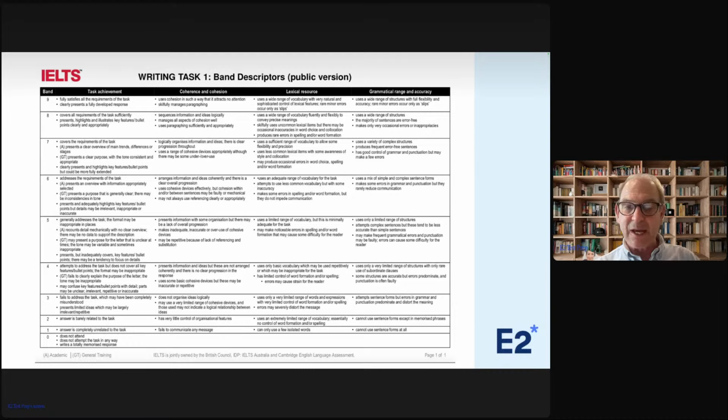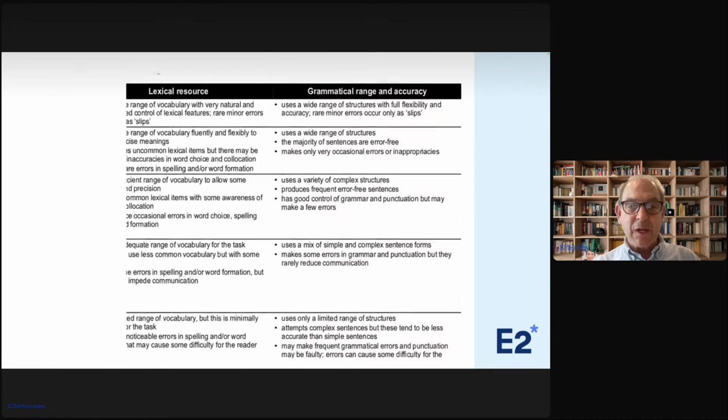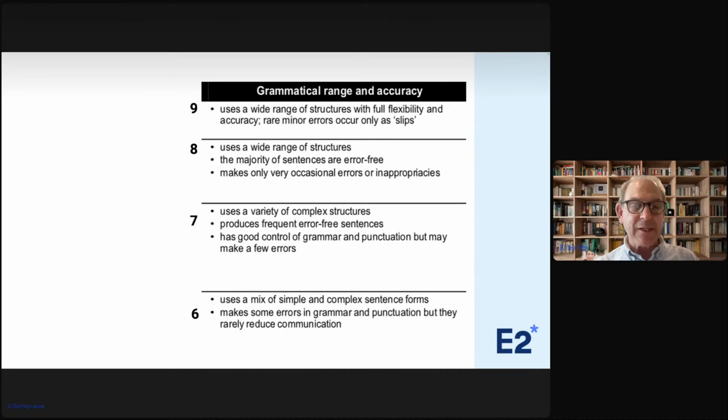Error-free sentences, and that includes using articles accurately. So, in grammatical range and accuracy, we can see that there's a 9, an 8, a 7, and a 6. Now, if you're sitting on a 6, but you want to move it to 8, you need to get into the 8 zone. Using a wide range of structures, and the majority of sentences are error-free. That's what, realistically, you're aiming for.